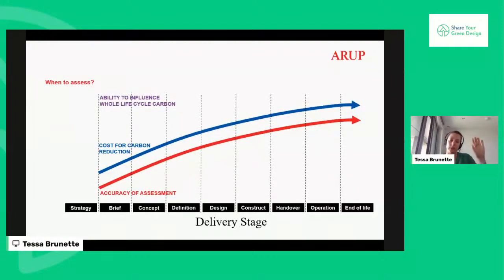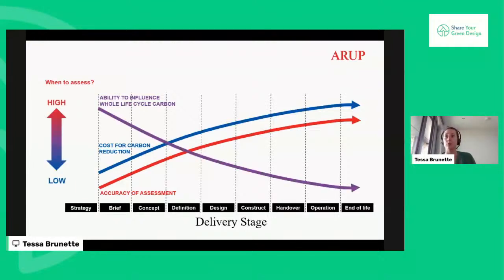Just tying in with my earlier observation around timing, we need to also be doing these calculations throughout the process. So it's quite important to understand at the beginning of the project, we can achieve the most impact, but the accuracy will be the least because it's the beginning of a design. So as we go through the process, we lose the ability to influence the whole life carbon of the project, but our calculation will get more accurate.